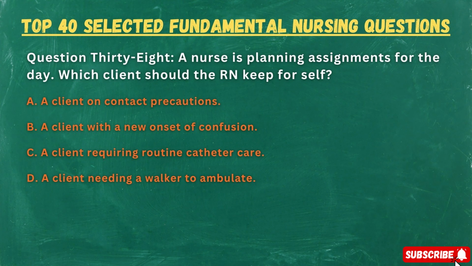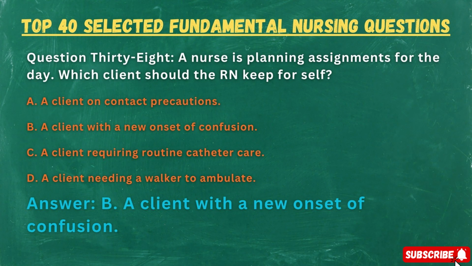Question 38. A nurse is planning assignments for the day. Which client should the RN keep for self? A. A client on contact precautions. B. A client with a new onset of confusion. C. A client requiring routine catheter care. D. A client needing a walker to ambulate. Answer: B. A client with a new onset of confusion.